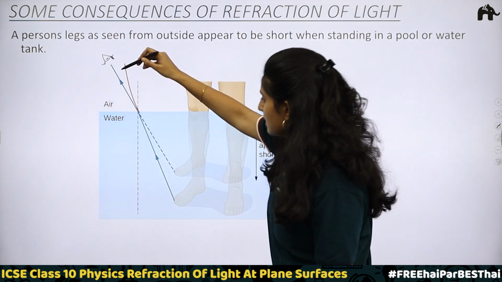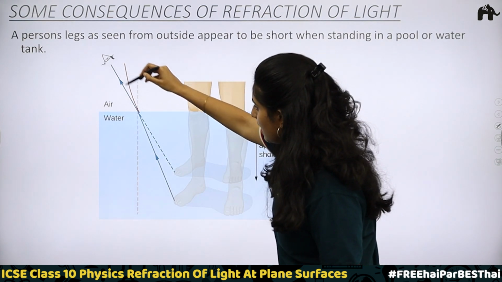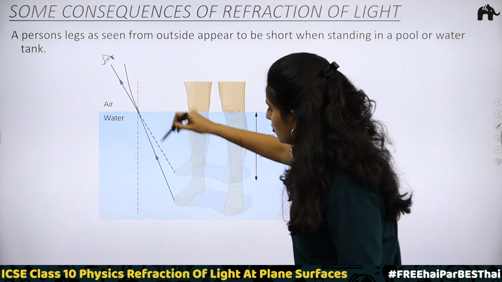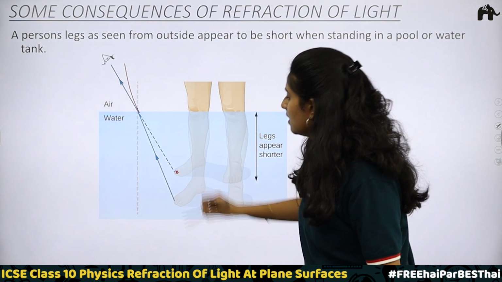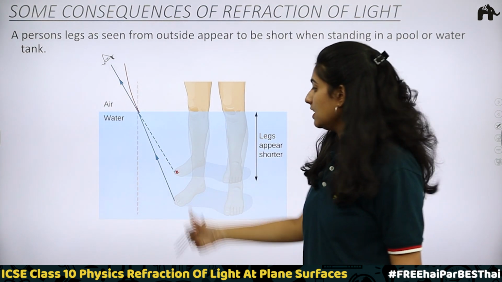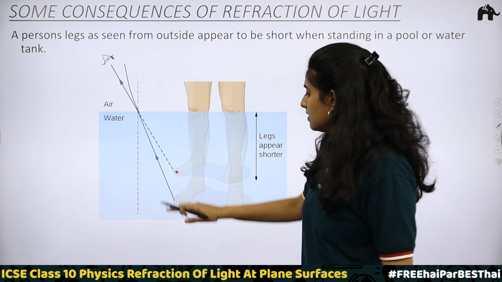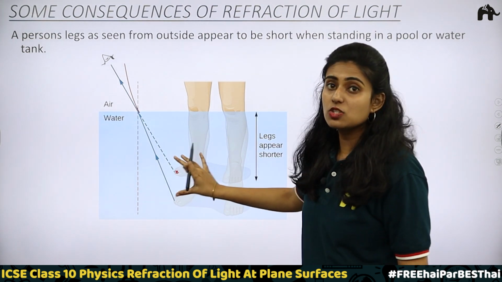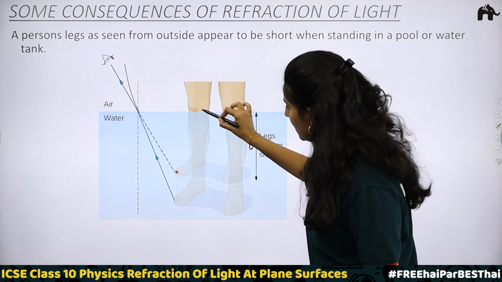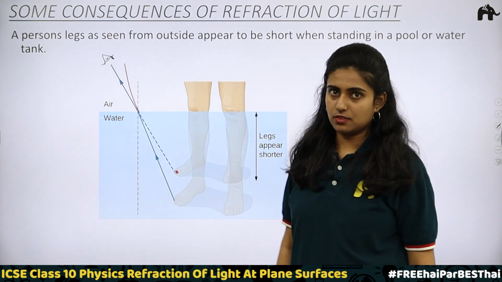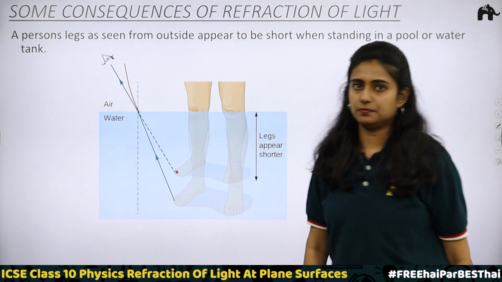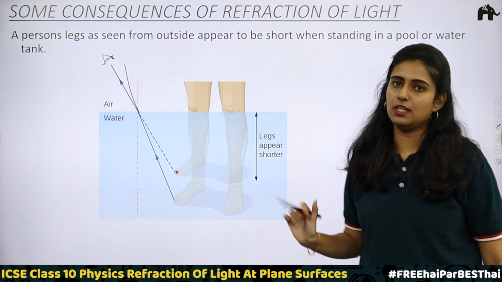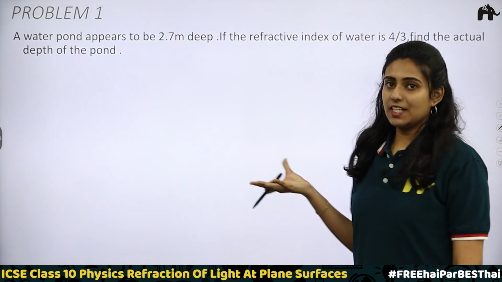This refracted ray, when extended, a straight line is drawn with the refracted ray. What happens? Here we get the new position, or the apparent position. This is the reason why a person's foot will be appearing shorter. So this is the actual depth, this is the apparent depth. It will be appearing shorter. So this is your fifth application. Let us now do problems related to this.